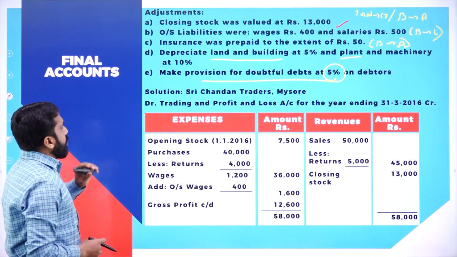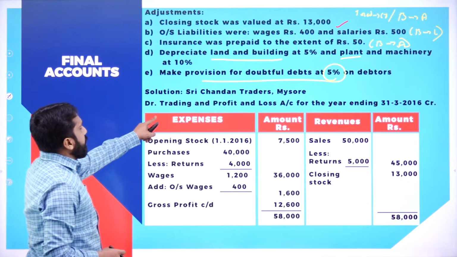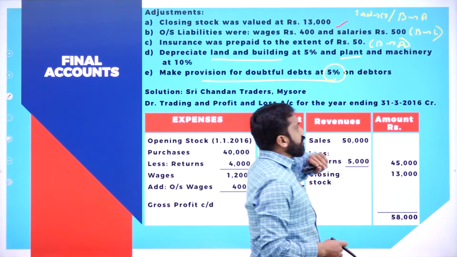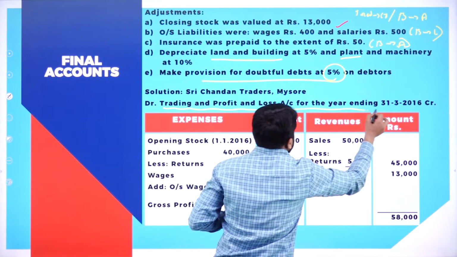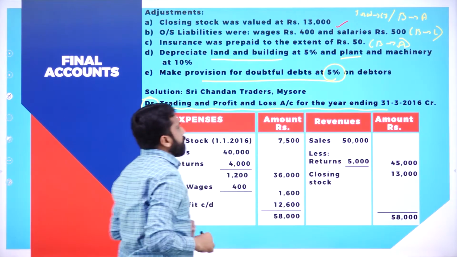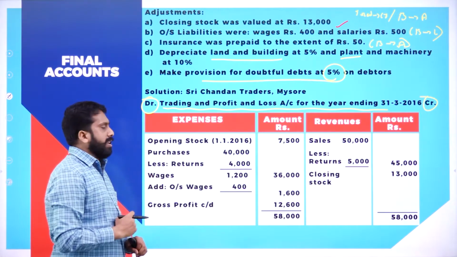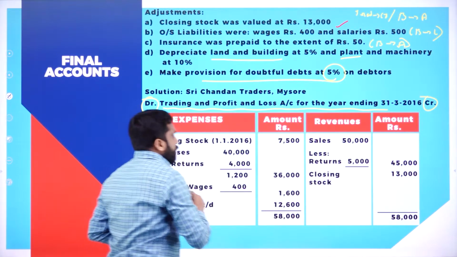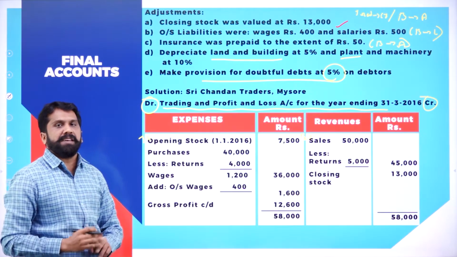Now, your answer. In the answer, what should you do? Yes, you have to write trading and profit and loss account for the year ended 31st March 2016. That will be your heading. Once the heading is done, you have to mention debit and credit, your debit side as well as credit side. Now, first one is what? Remember, you have to write to and you have to write by. Debit side will be to, credit side will be by.